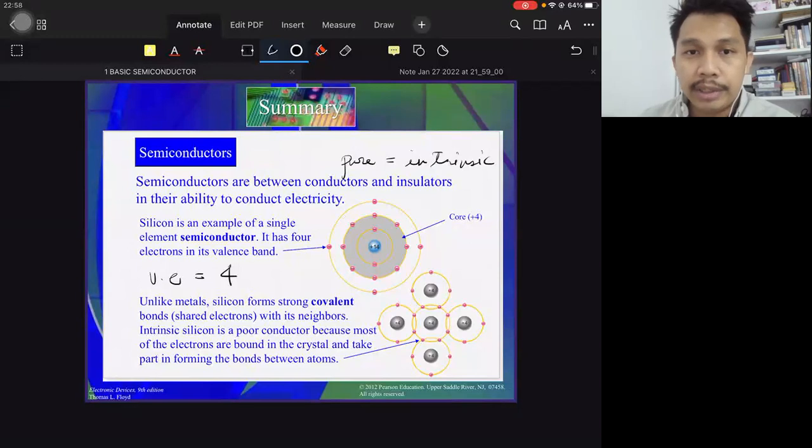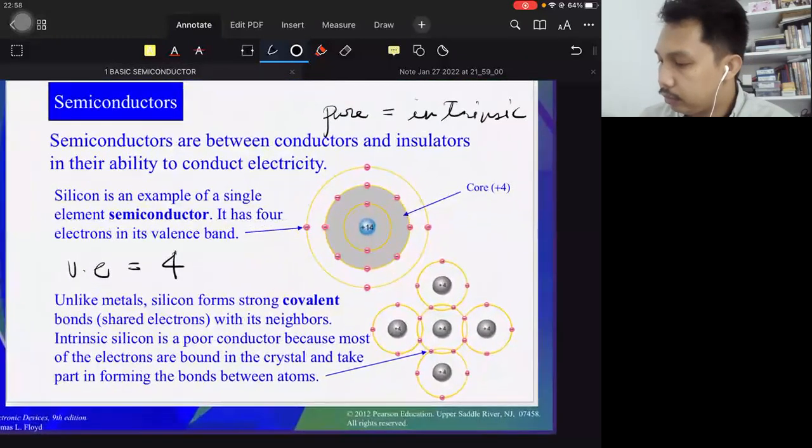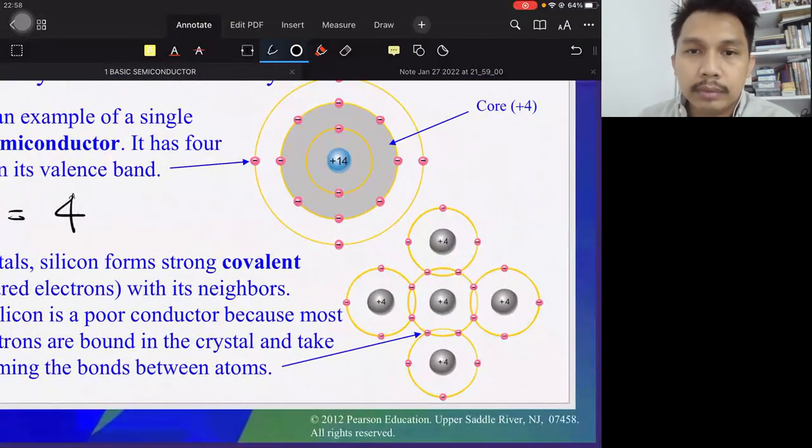The figure at the bottom right shows how each silicon atom positions itself with 4 adjacent silicon atoms to form a silicon crystal, which is a 3-dimensional symmetrical arrangement of atoms. A silicon atom with its 4 valence electrons shares an electron with each of its 4 neighbors. This effectively creates 8 shared valence electrons for each atom and produces a state of chemical stability.